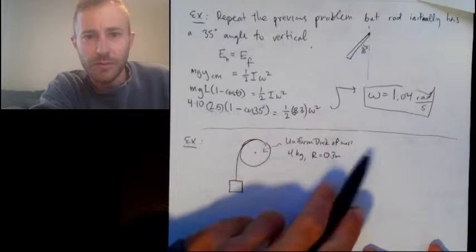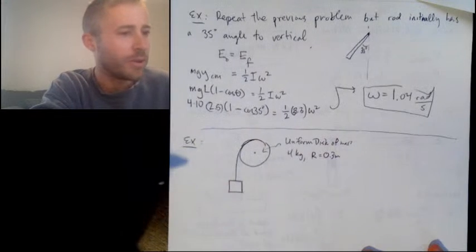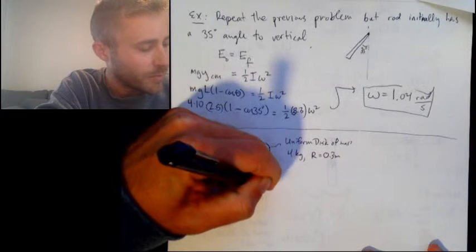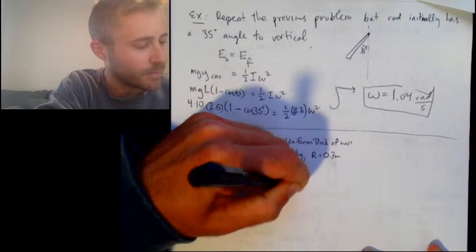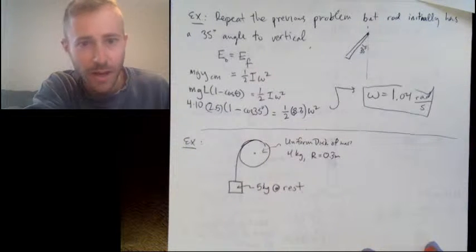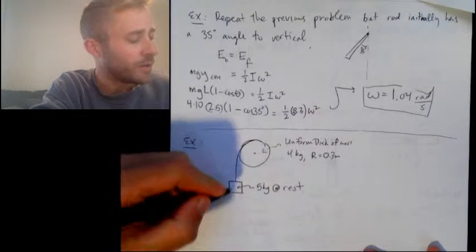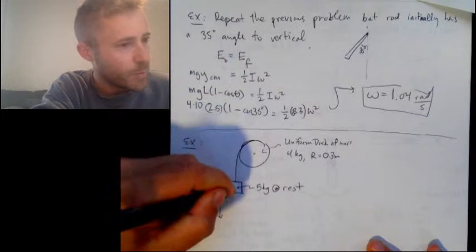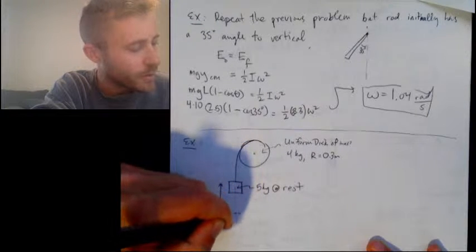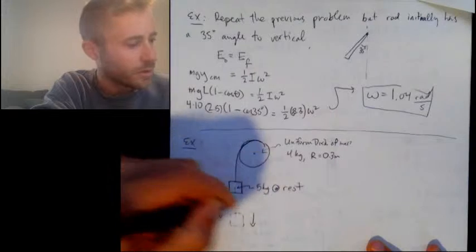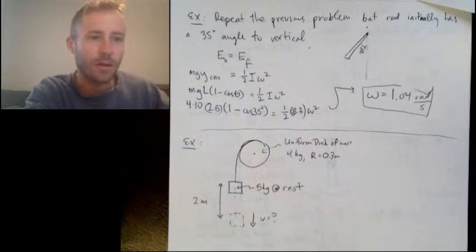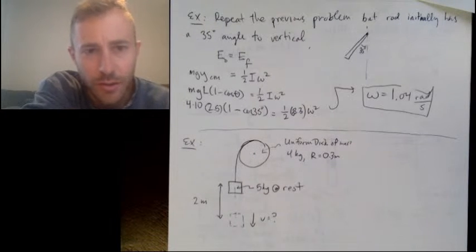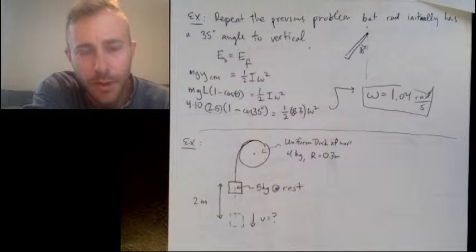So we have this uniform disk of mass 4 kilograms and radius 0.3 meters. We have a 5 kilogram mass that is at rest to start, which means that the spool is also at rest. Then the mass drops 2 meters. The question is, after it has dropped 2 meters, what is the final speed? We actually did some problems like this in our energy unit.